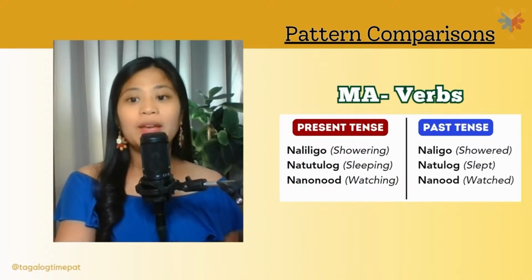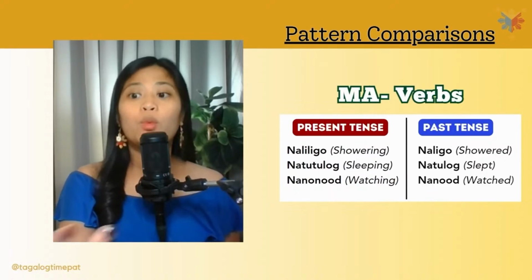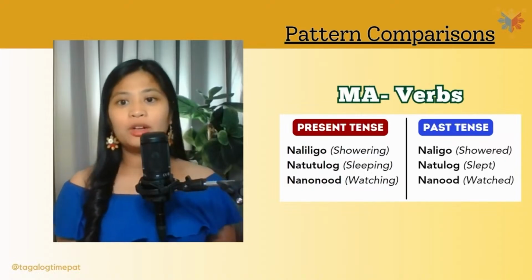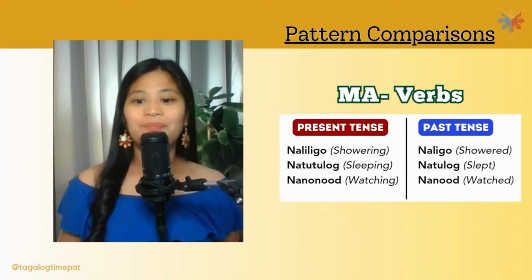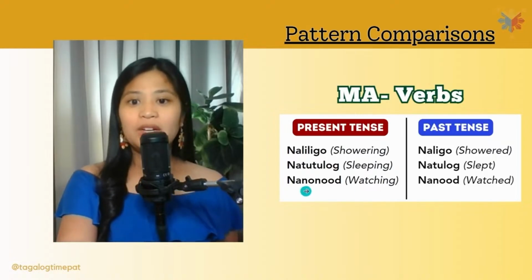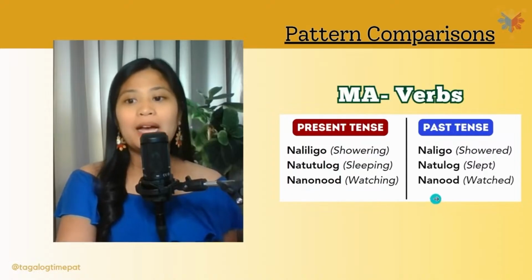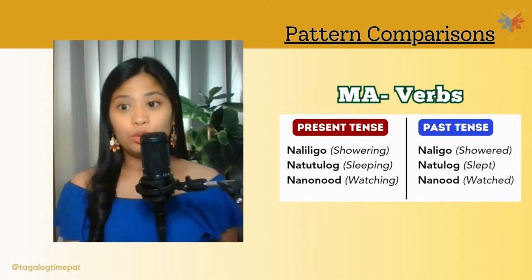Nanonood ako. I am watching something. In the past tense, it's nanood. Nanood ako. I watched something. So it is a very similar pattern to the mag verbs. The only difference is that it doesn't have the G in the affix. But you can see here in the present tense, there is that repeated syllable, whereas in the past tense, there is no repeated syllable. It's just the affix, then the root.